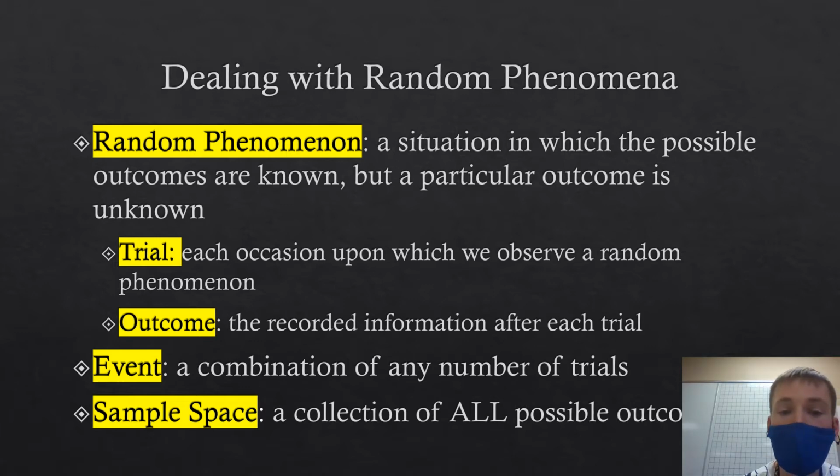And then an event, it is a combination of any number of trials. So maybe we're going to flip the coin 10 times, record all of that, and see what is the outcome of those 10 flips. A sample space, it is a collection of all possible outcomes from an event. So if we flip a coin 2 times, we could get heads, heads, we could get heads, tails, tails, heads, and tails, tails. That is what we consider to be our sample space.